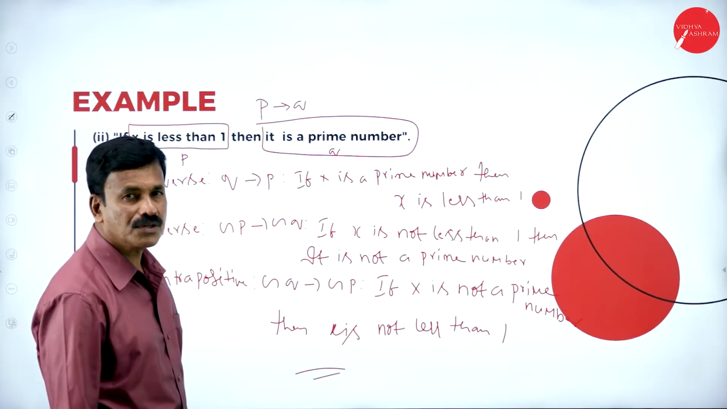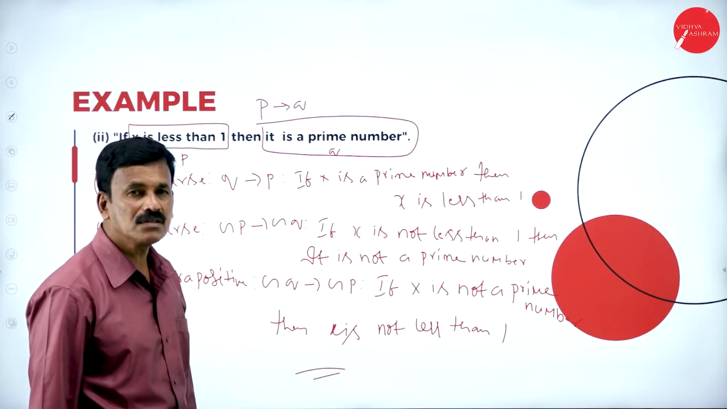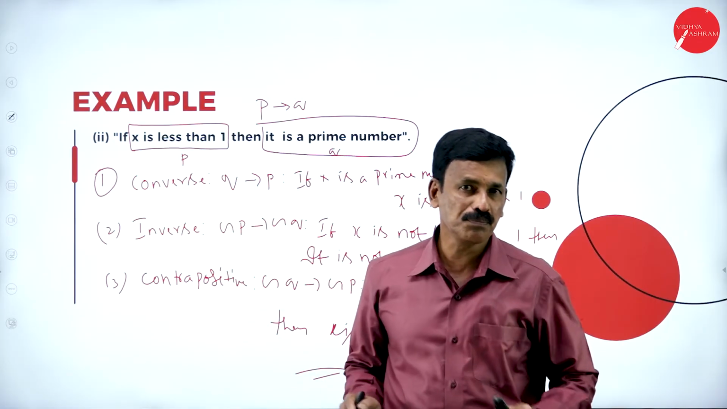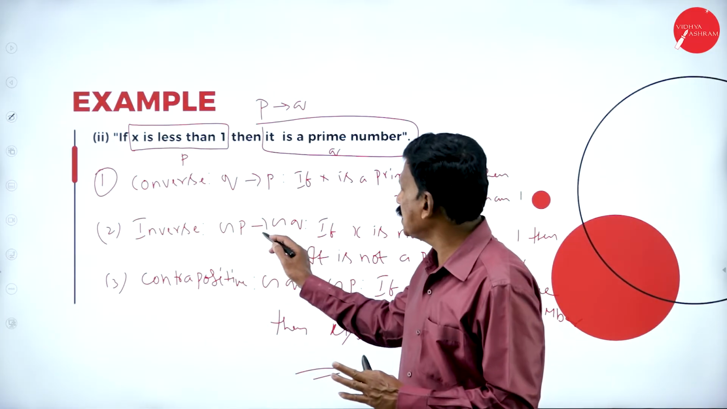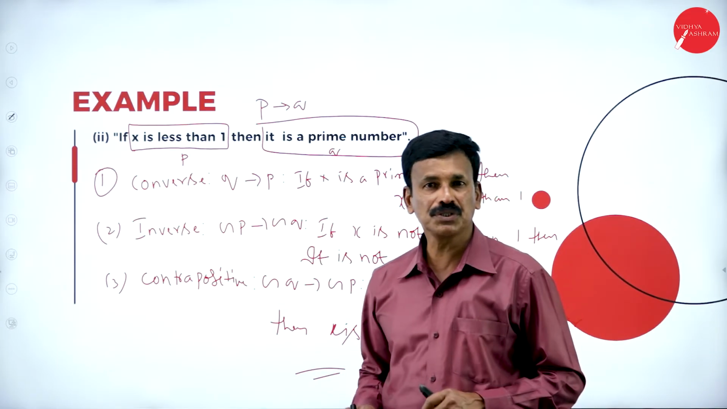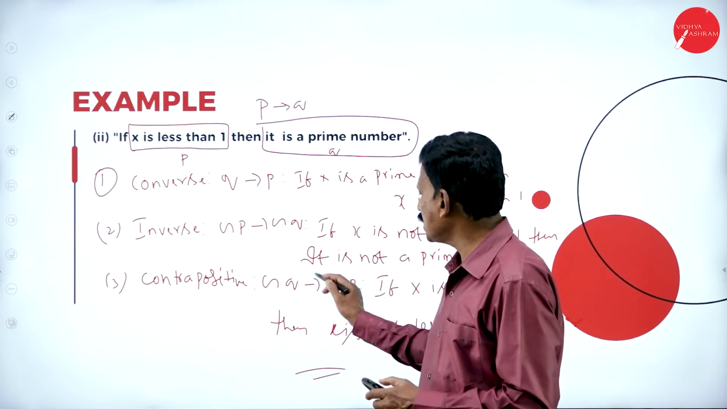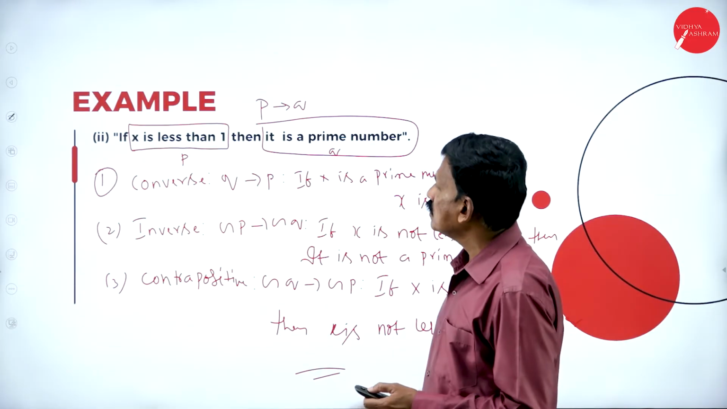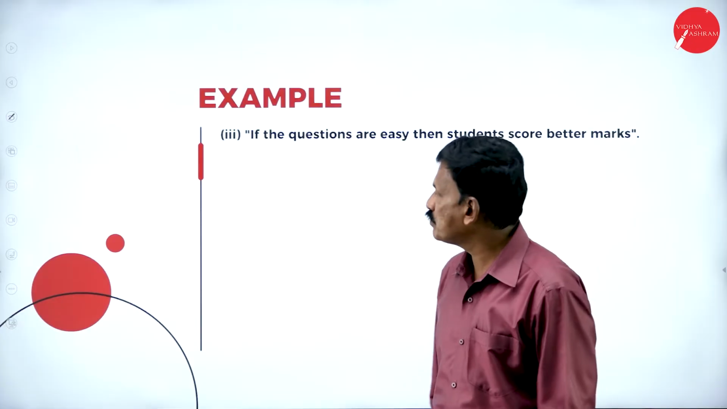This is how we are going to write the converse, inverse and contrapositive. For the converse, Q conditional to P. For the inverse, negation of P conditional to negation of Q. For the contrapositive, negation of Q conditional to negation of P. Hope you followed. Now let us move to one more example.